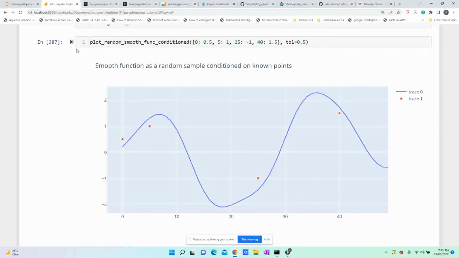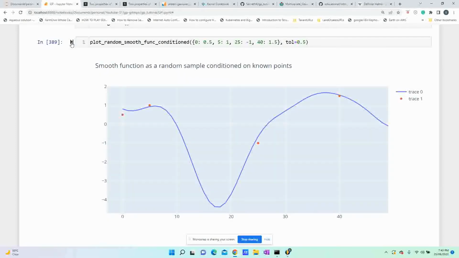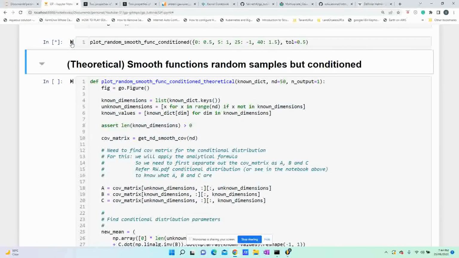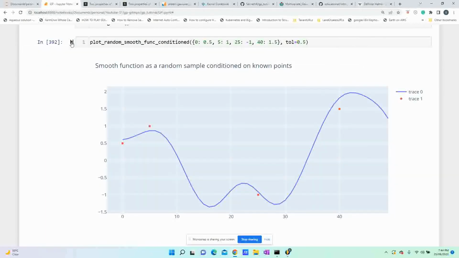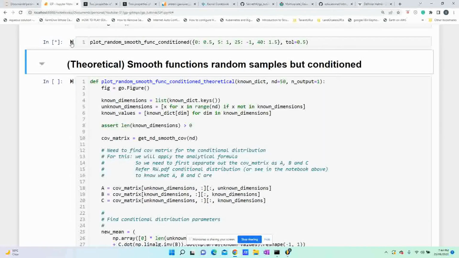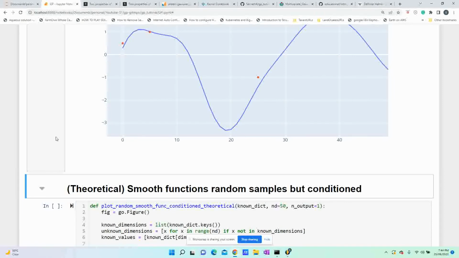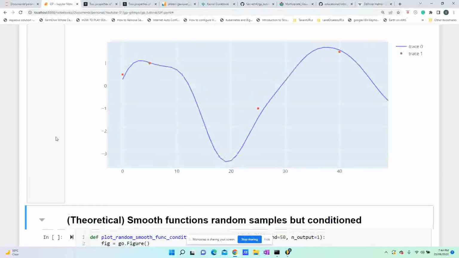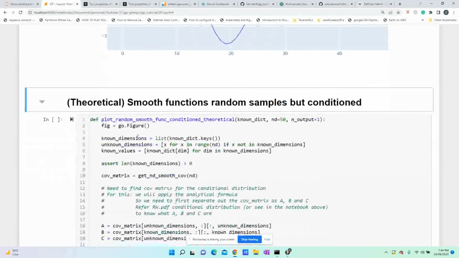Cool. See, now if I repeat this, you can see that the functions are somewhat limited. They have to, these points constrain how this function can behave, right? Interesting, right? So there is a constraint. So this is what conditional distribution does, right? The conditional distribution is basically constraining the values of the function taken in other dimensions, right? Very interesting.